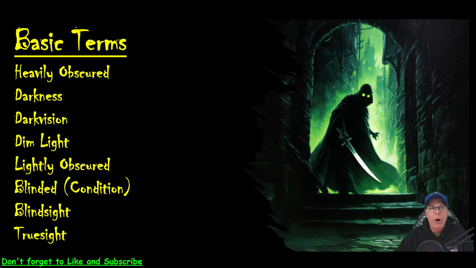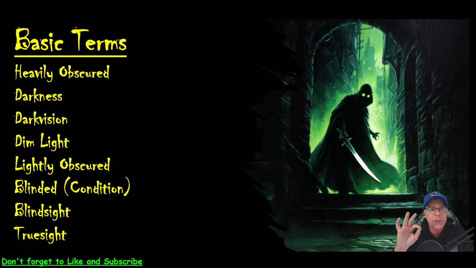So here are our basic terms. We're going to go through each one of these from the D&D Beyond site. Heavily obscured, darkness, dark vision, dim light, lightly obscured, blinded condition, because that is the condition that most of these result in, blind sight and true sight. There's 3 different types of vision on this list. These come from the rules: dark vision, blind sight, and true sight. They're all different. They're all individual.